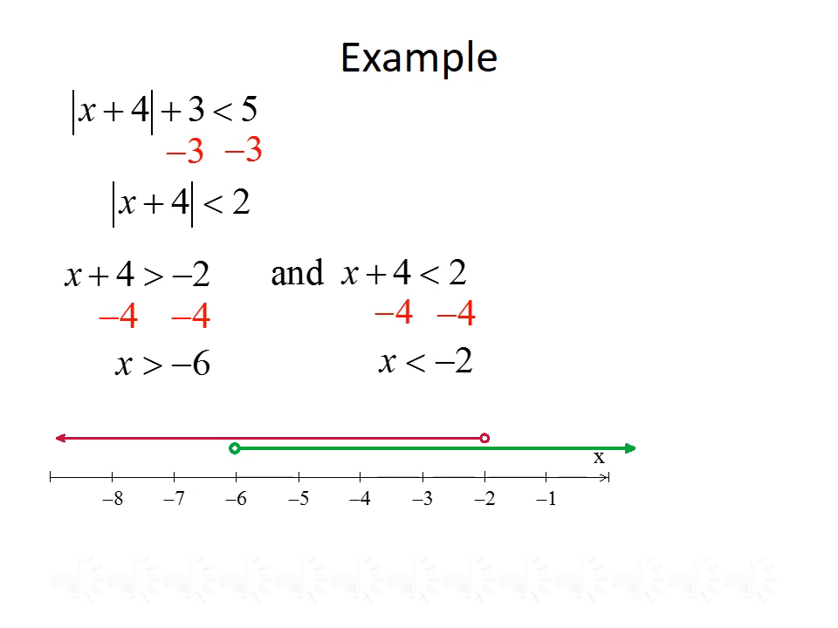So if we look at this, the solution set will be the set where they intersect, where both lines are present. So that's between negative 6 and negative 2. So our solution will be the interval, open parenthesis, negative 6, comma, negative 2, close parenthesis.